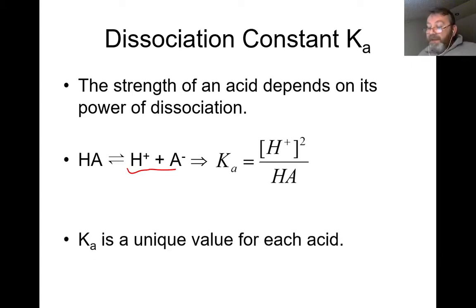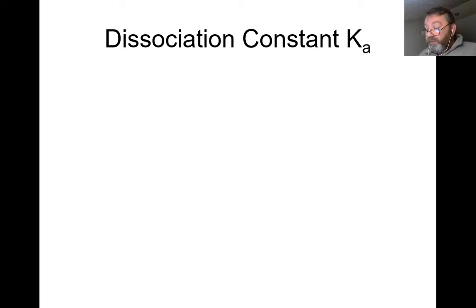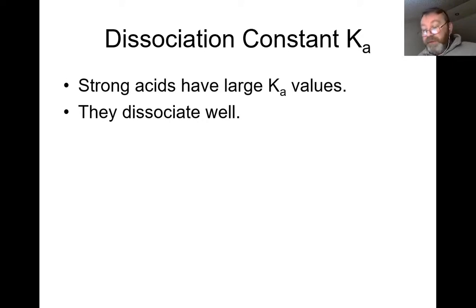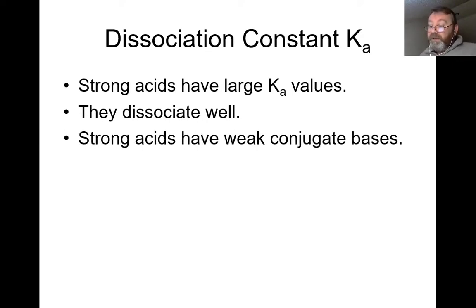All right. And Ka is a unique value for every single acid. So every acid has its own Ka. If it's high, it's a strong acid. If it's low, it's a weak acid. Strong acids have large Ka because they dissociate well. Strong acids have weak conjugate bases. Now, what does that mean? Think about that for a moment.